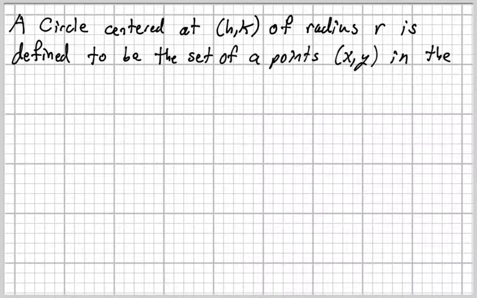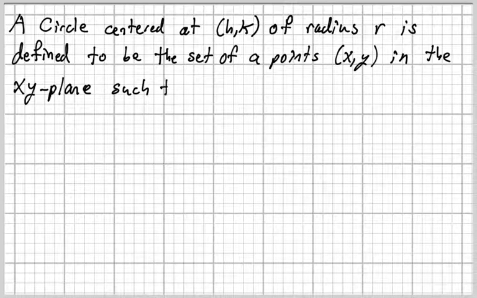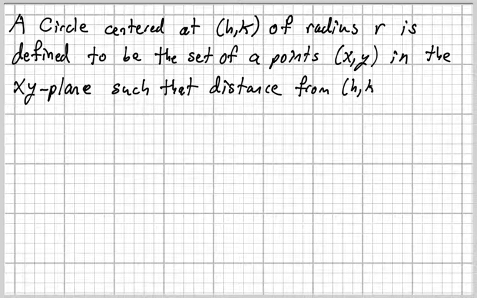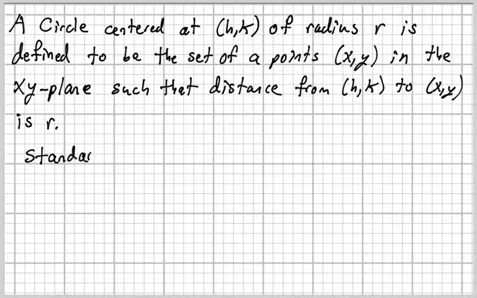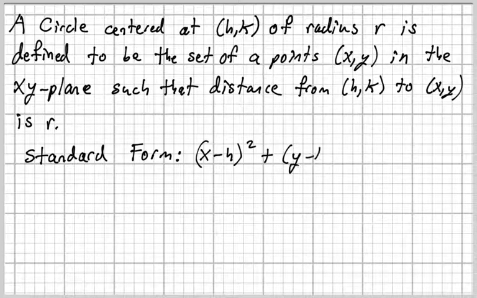And we state that a circle centered at h, k of radius r is defined to be the set of all points x, y in the xy plane such that the distance from the point xy to hk, or from the point hk to xy, is equal to r. And then from that we get our standard form for the equation of a circle, which is x minus h squared plus y minus k squared, and that's going to be equal to r squared.